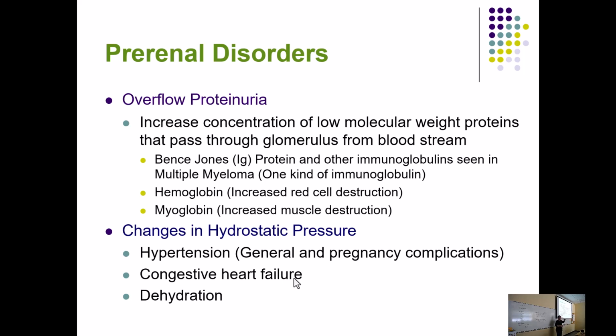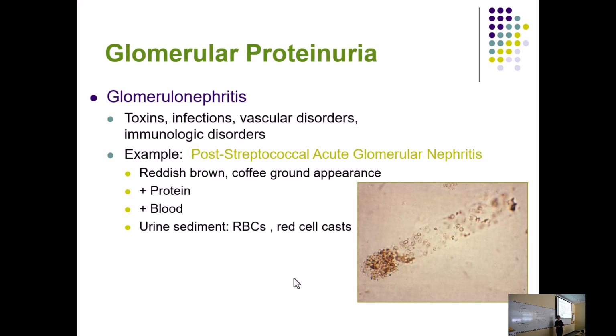Changes in hydrostatic pressure, like hypertension, can cause it. Remember that the glomerulus is already under high pressure. Hypertension is going to cause it to be even more. It's going to push some things through. So sometimes you'll see extra prerenal disorders such as hypertension, congestive heart failure, and dehydration that can also cause increased proteins in the urine.